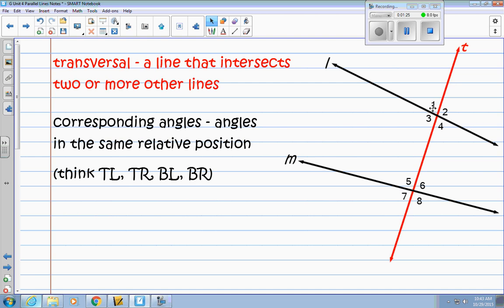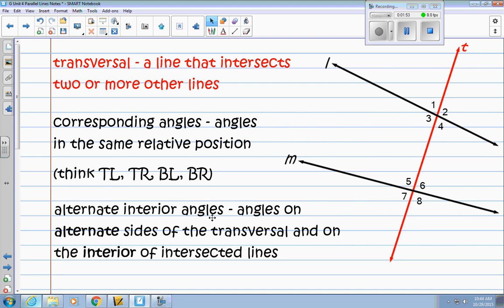So for example, angle 1 is in the top left up here, and so is angle 5. So angle 1 and 5 would be corresponding. Angle 2 is in the top right, much like angle 6, so 2 and 6 are corresponding. 3 and 7 are both in the bottom left, and 4 and 8 are both in the bottom right. So those would all be examples of corresponding angles. Please write down an example in your notes.